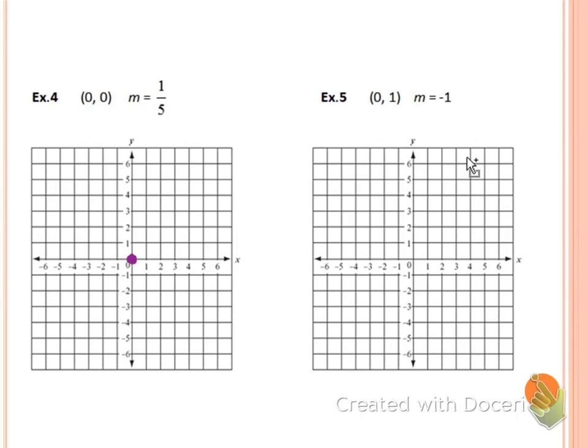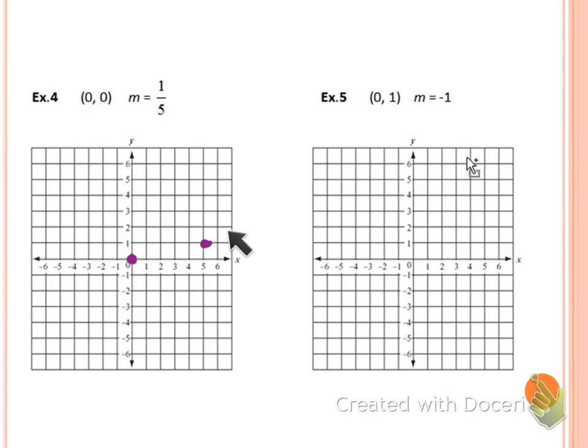Delaney, what's my rise and my run? Go over to the right 5 and then up 1. Okay, we're going to go up 1 and then to the right 5. To the right 5, up 1. We're going to end up in the same point. They are both positive, so we go up and to the right. But I want a third point, and I can't fit that on my graph.